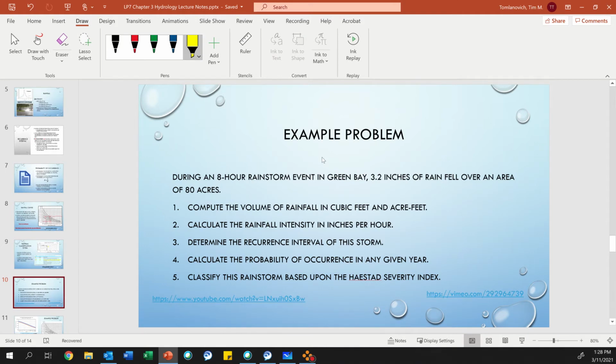What I'm going to do is go on to the whiteboard here. During an 8-hour rainstorm event in Green Bay, 3.2 inches of rain fell over an area of 80 acres. We want to find all these answers: compute the volume of rainfall, calculate the rainfall intensity, determine the recurrence interval, calculate the probability, and classify the storm.